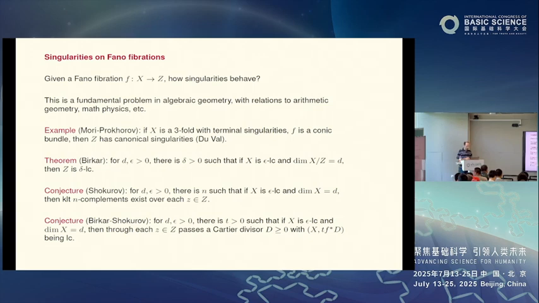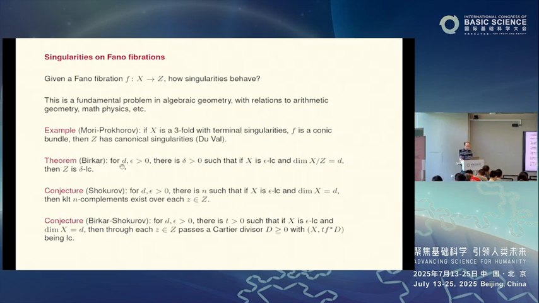Okay, so one of the examples, just to give you a taste of what I mean here, is if you take a threefold fibered over a surface which is a conic bundle. Roughly speaking, that means that the fibers are mostly just projective lines, but you can have special fibers which are more complicated. If X has so-called terminal singularities, then the base Z will have canonical singularities. So I did not define these types of singularities, but they are defined in the same way that I defined epsilon-LC singularities.